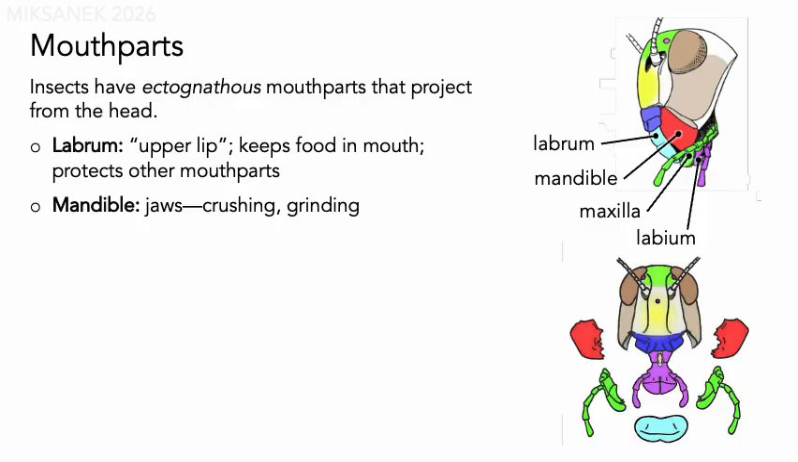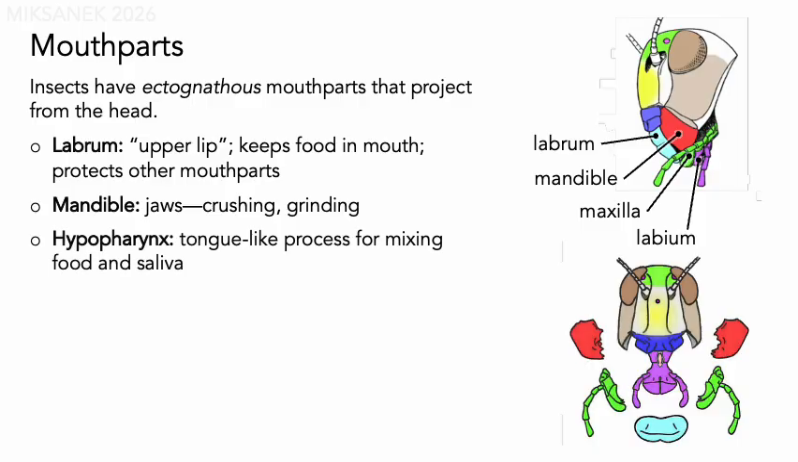Then we have the mandibles. These are highly sclerotized, typically really tough. They can be toothed. They're used for crushing, for grinding food. They move side to side along the frontal plane. And then in between the mandibles and the maxillae, we're going to see a tongue-like process, which is going to be hard to see. It mixes food and saliva, and it's located behind the mandibles.